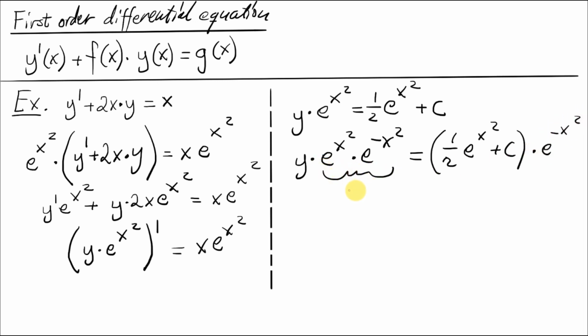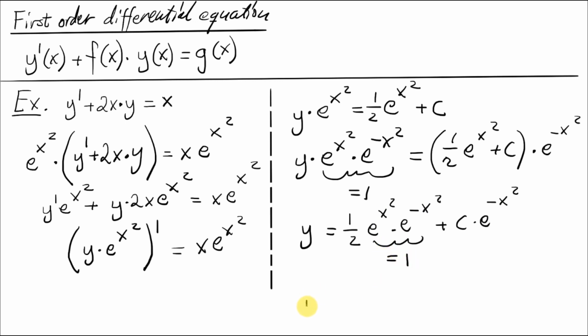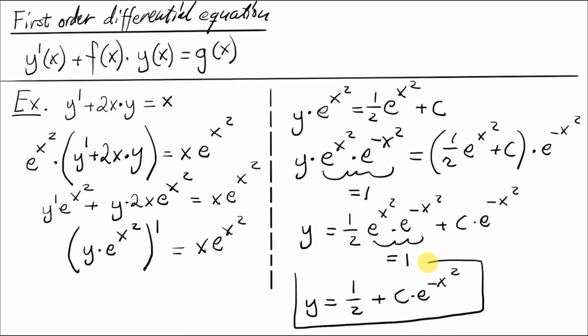Here we just get 1. And if we multiply in, again this is equal to 1. So finally we get this. And thereby we have found the solution to this equation here. Here c can be any arbitrary constant.